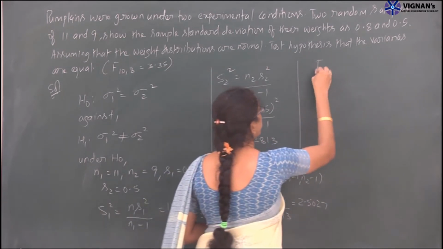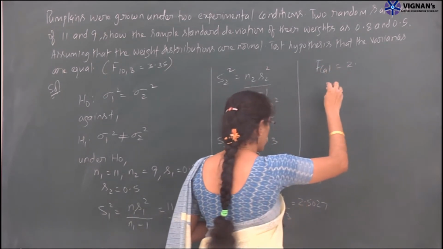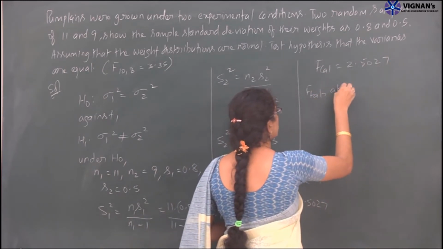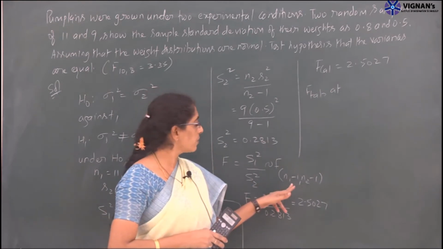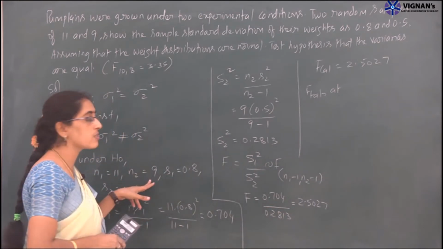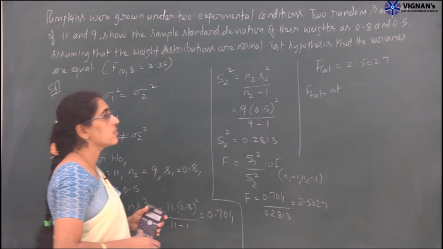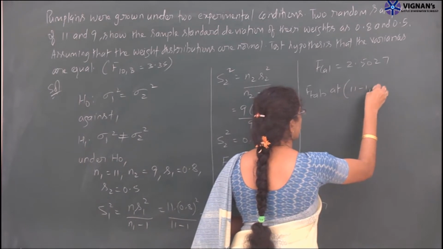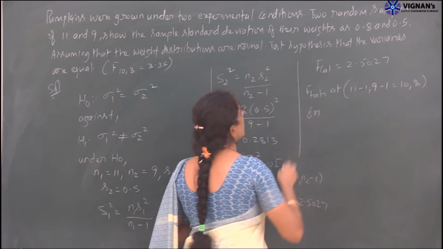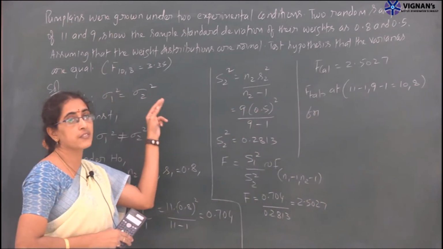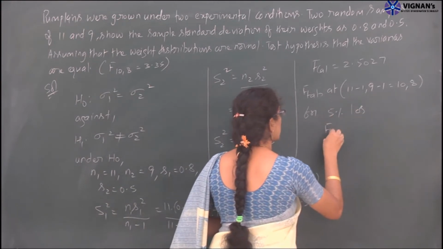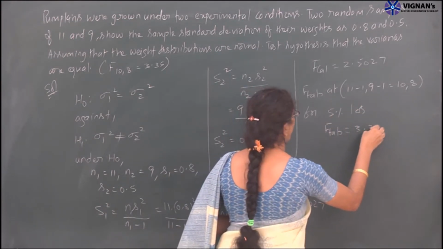So that means the F calculated value is 2.5027, and the F tabulated value for S1 square by S2 square, we have to obtain at n1 minus 1 comma n2 minus 1, which is nothing but 11 minus 1 comma 9 minus 1, that is 10 comma 8, for 5% level of significance. Here the level of significance is not mentioned, so consider 5%. The tabulated value is 3.35.